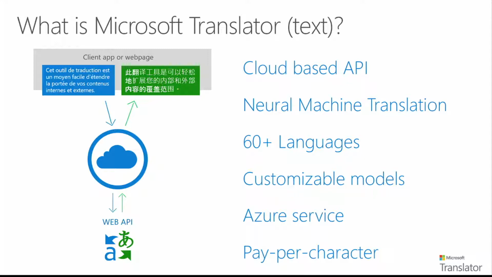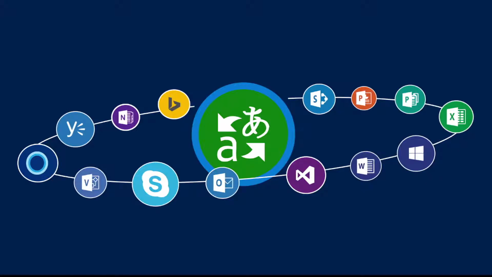It's offered as an Azure service, and it is a pay-per-use model. You pay per character. The base price is $10 per million characters, and it's largely or hugely discounted for higher consumption volumes. It's the same service that also powers the translation functions in most Microsoft products that offer translations, like in Office, in Bing, in Skype, in Word, in Yammer, in SharePoint, and so on.